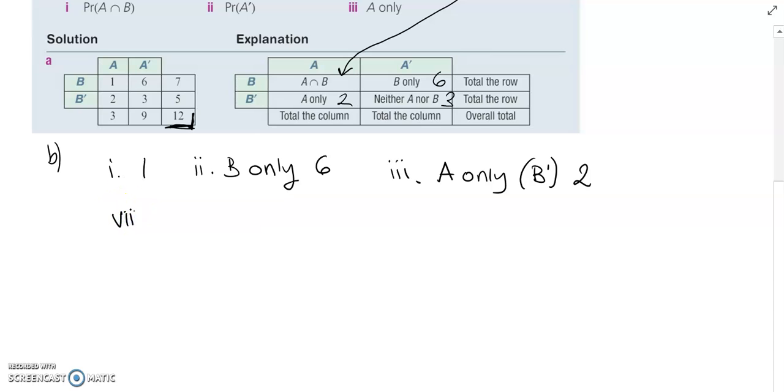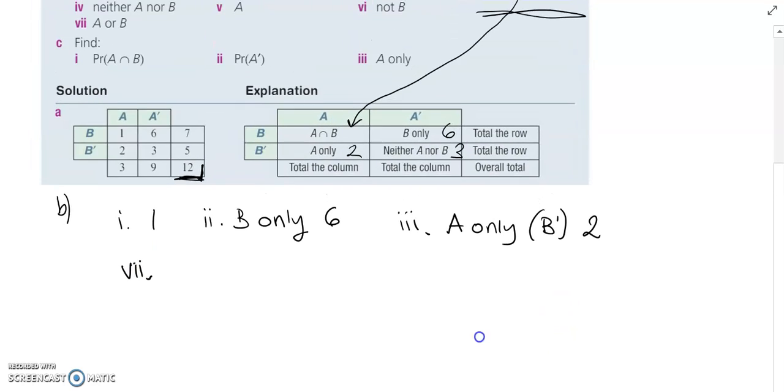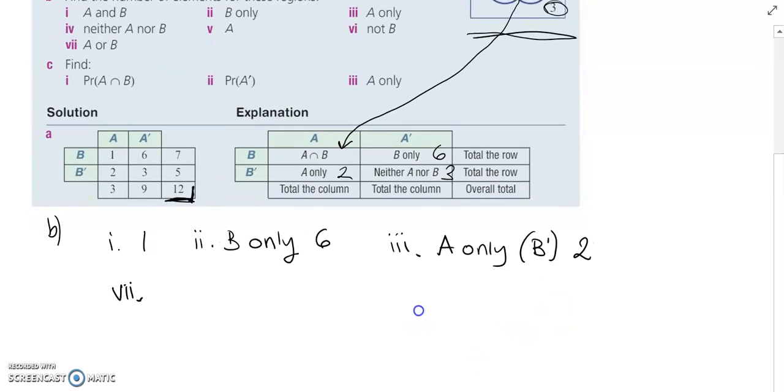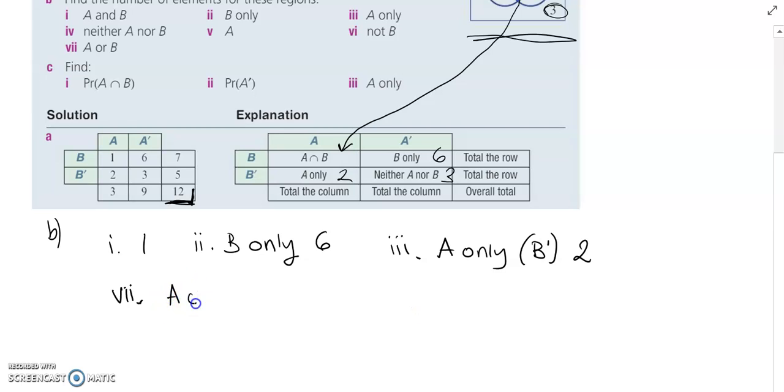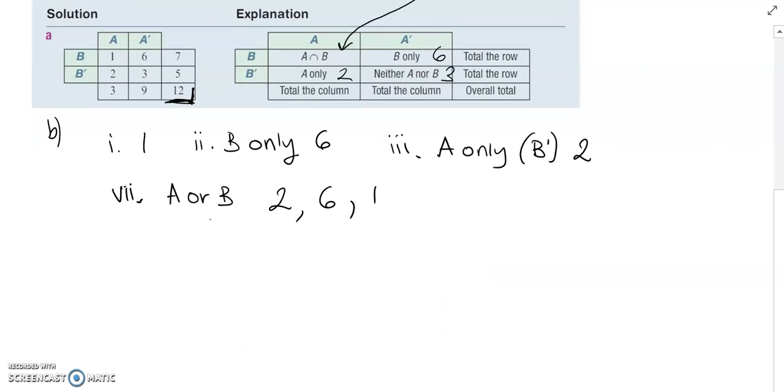I've just skipped a couple of questions here because I think you'll be able to figure them out on your own. So we have A or B. For A or B, I'm going to add together what is in my total: everything that is in A, which is 2, everything that's in B, which is 6, and what's in between them, what they share, which is 1. If I add these up, 2 plus 6 plus 1, I have 9. So A or B would be 9.